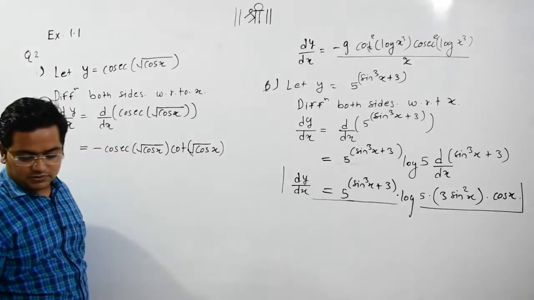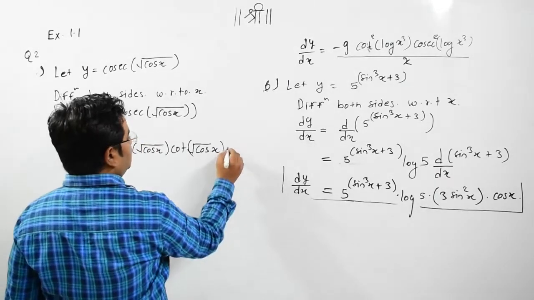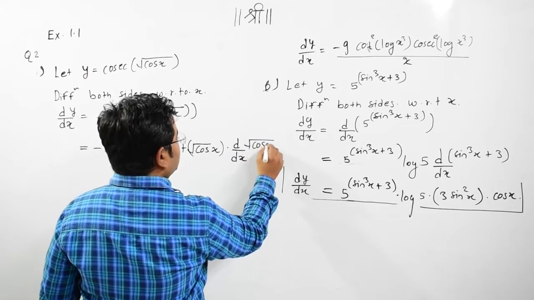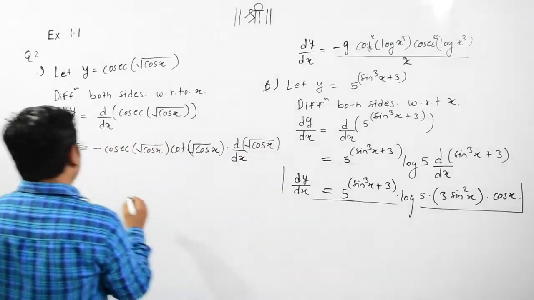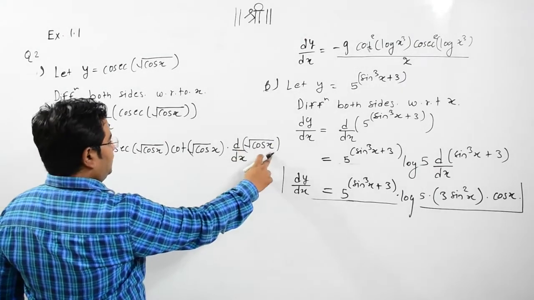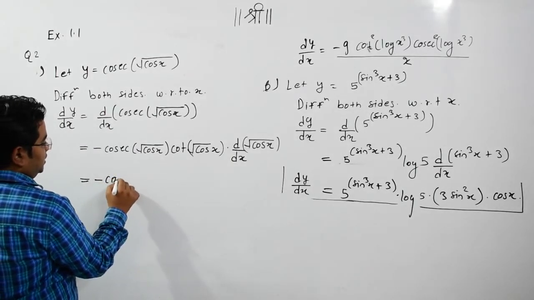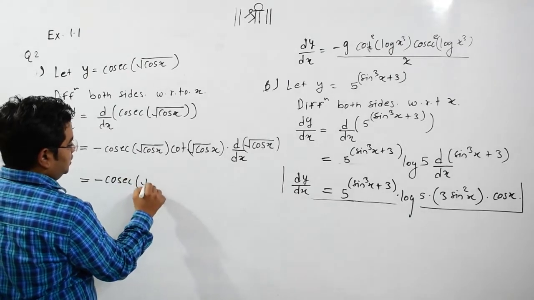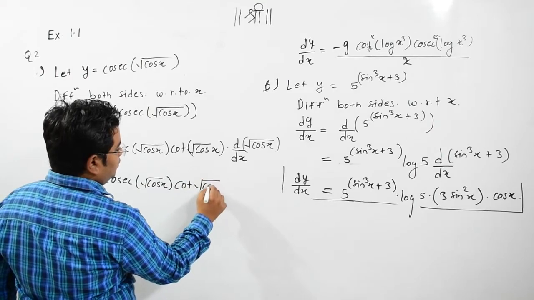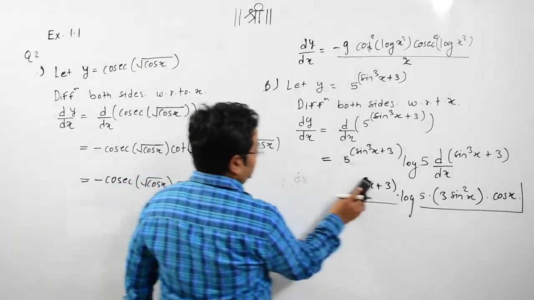Up to this part everything looks fine. Now next step, we need to multiply by the derivative of the inside, under root of cos x. So what is the derivative of under root of cos x? This is again another under root of f of x. We had those special three formulas, as I told in the earlier lecture.